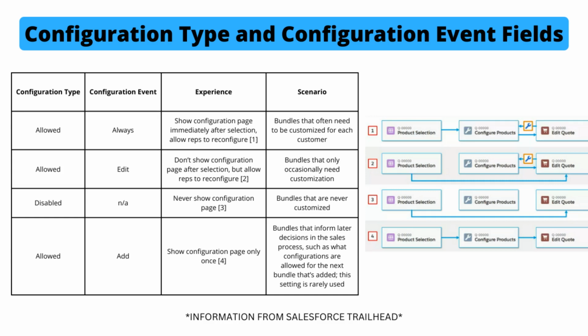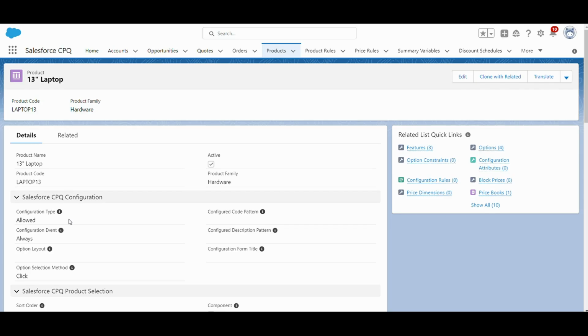For the first combination where configuration type is allowed and configuration event is always, after a user selects a product in the quote line editor, the user should be able to configure the product immediately after selection and also at any point after selection. This combination is ideal for product bundles that often need to be customized for each customer. So if we navigate back to Salesforce, you can see that the 13-inch laptop has the exact combination of the configuration type allowed and the configuration event of always.